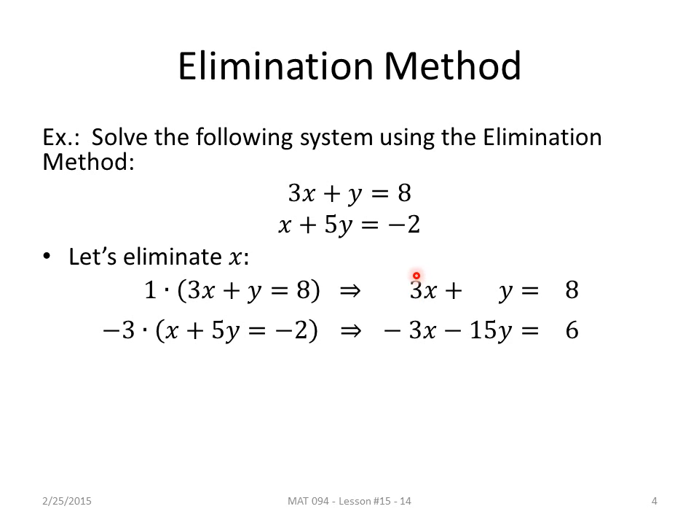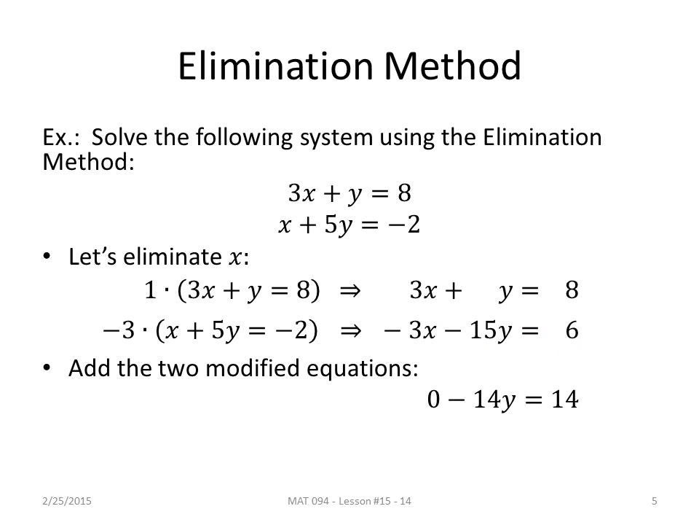But notice that these two things here, these numbers in front of the x, one of them is plus 3, the other is minus 3. That's what I must get to for this method to work. Now I add these two versions of the equation together. So I'm going to add this column up, and I'm also going to add this column up, and I'm going to add this column. So when I do that, 3x minus 3x gives me 0. Plus 1y minus 15y gives me minus 14y. 8 plus 6 gives me 14.